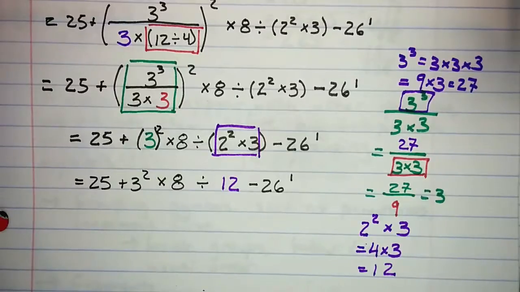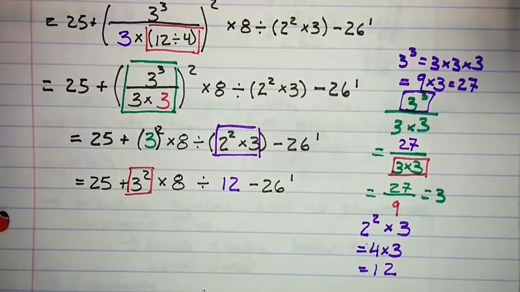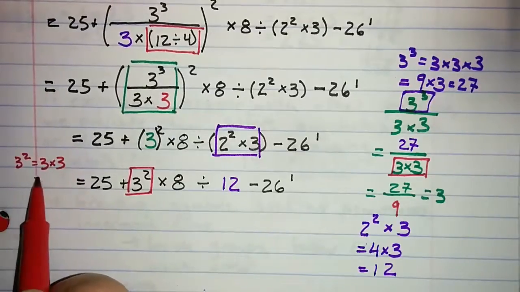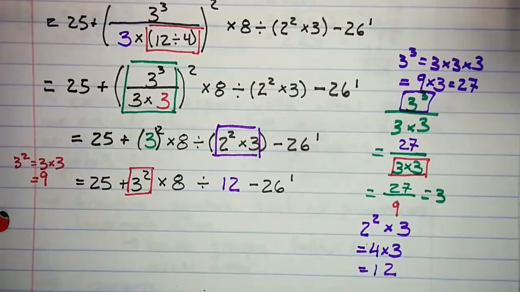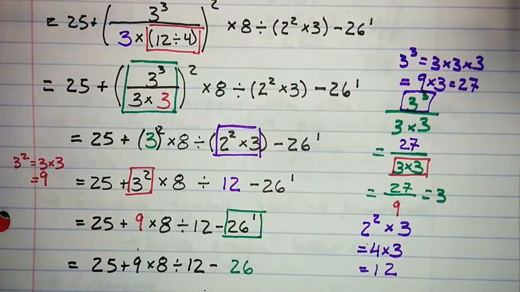What comes next? Correct, exponents. Now, exponents don't really interact with each other, so I can choose whichever order I like. I'm going to work out 3 squared first. 3 squared, that's 3 times 3, that's 9. Also see this exponent, 26 to the first power. Oh, but that's easy. 26 to the first power is just 26. All right, now no exponents remain.